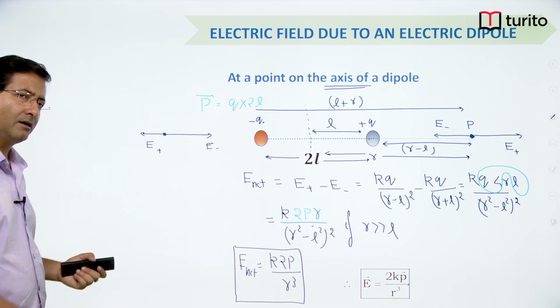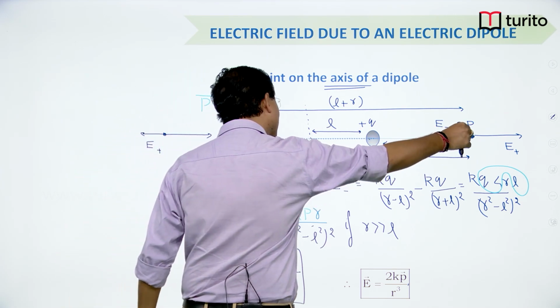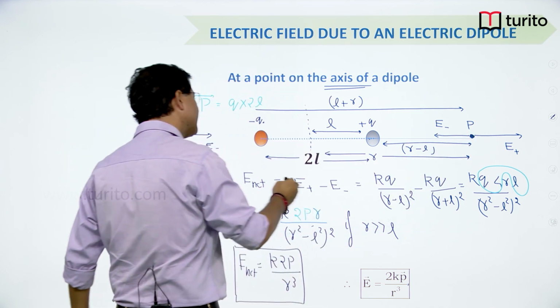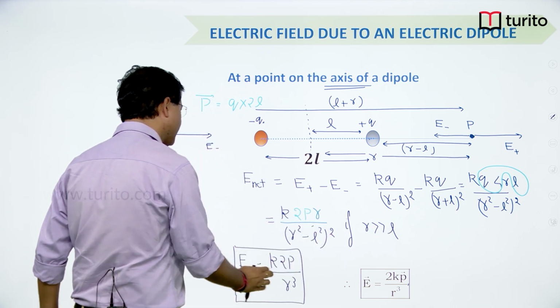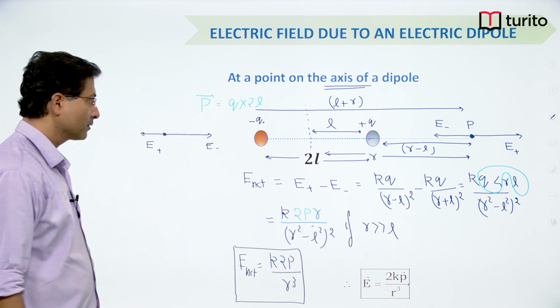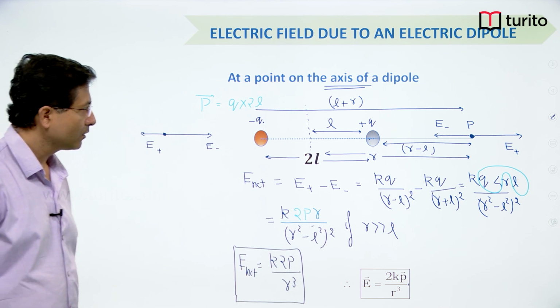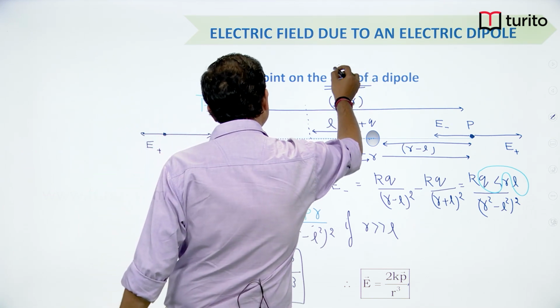So, very simple procedure. Two charges, at this point I want to find out net field, as they are creating field in opposite directions, I will subtract and simplify, then take the approximation, and I will get this. I hope the derivation is clear. Now, this is for the point on the axis of dipole.